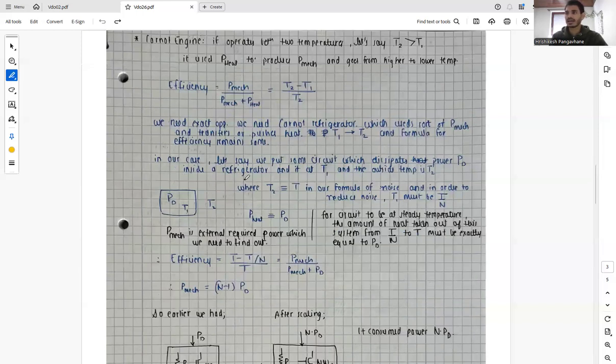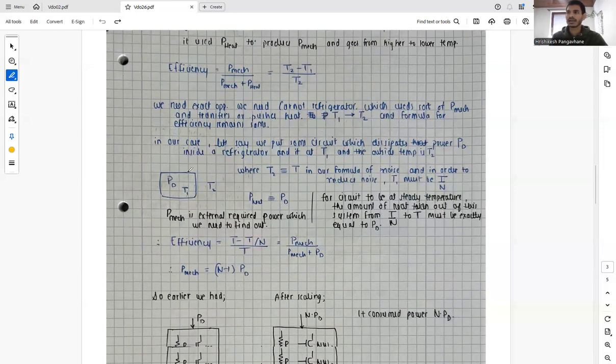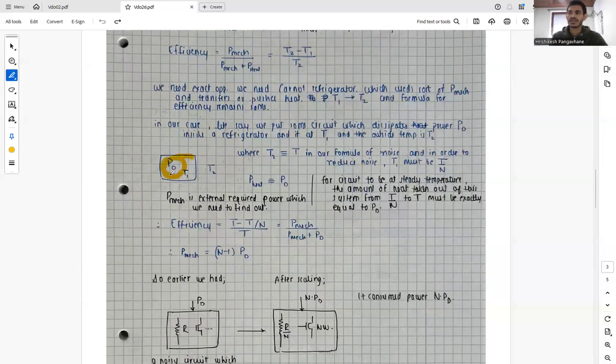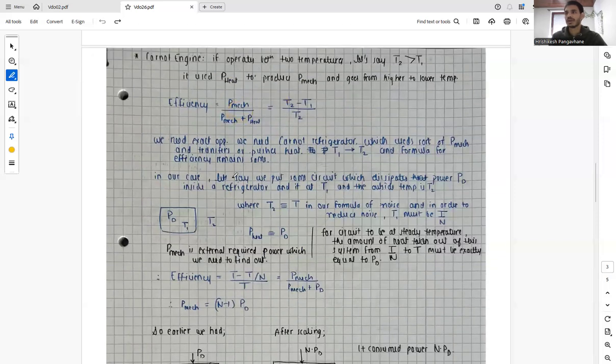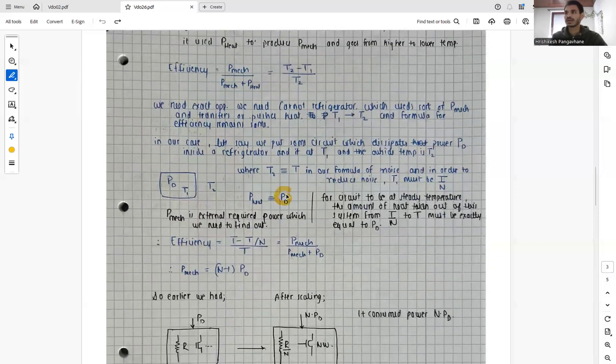And in our case, in our circuit, let's say we put a circuit which dissipates the power of PD inside a refrigerator, and it is at T1 and the outside temperature is at T2. So basically this is a refrigerator where the inside temperature is T1, the outside temperature is T2, and here is our circuit dissipating the power of PD. So P heat from this formula is nothing but the power dissipated by the circuit.